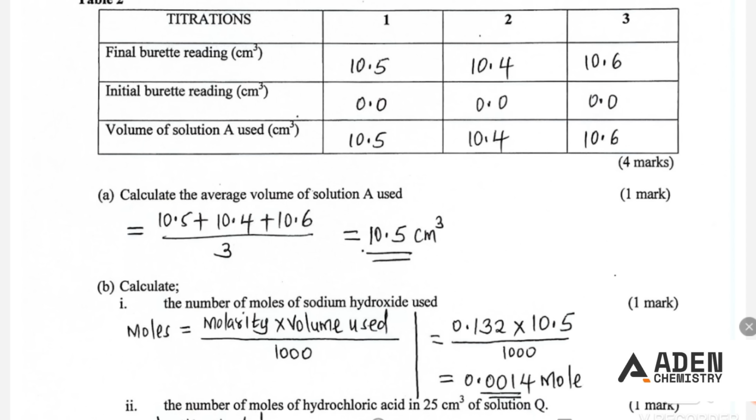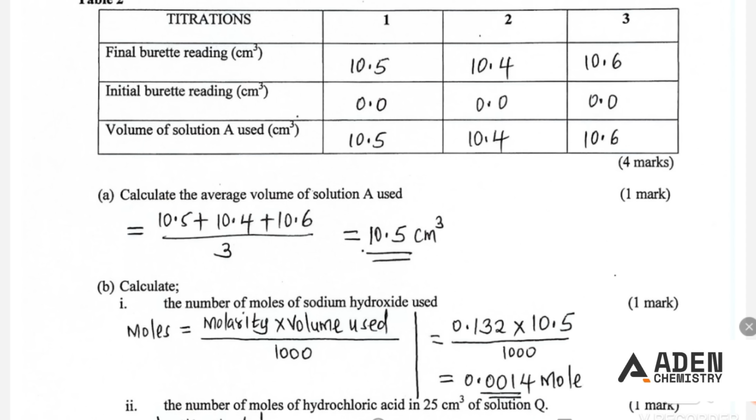So part A, we are told to calculate the average volume of solution A used. So what we are going to take will be 10.5 plus 10.4 plus 10.6 divided by 3. What we are going to get will be 10.5.